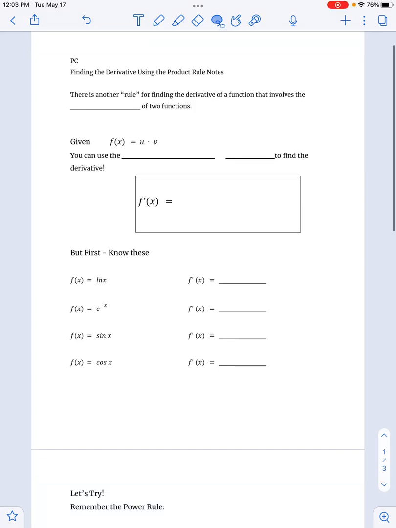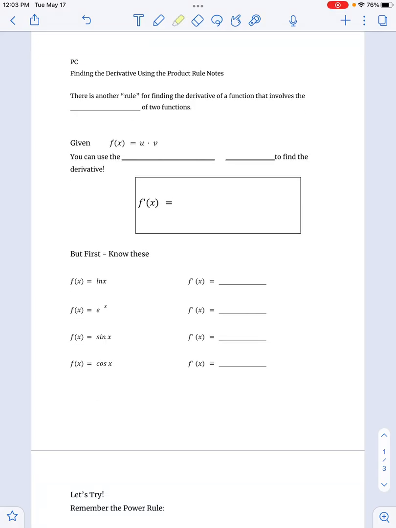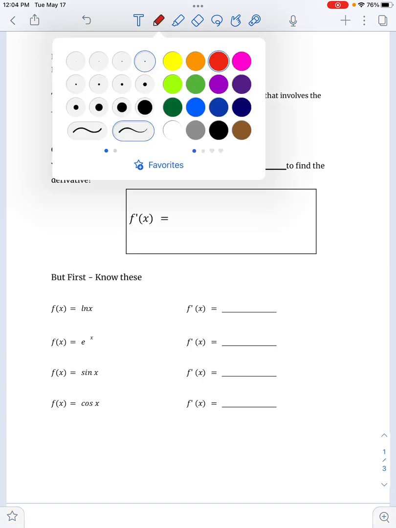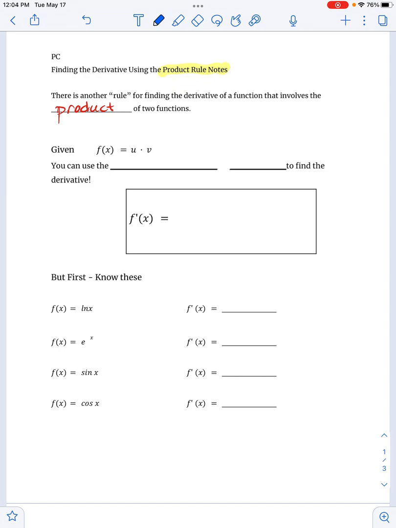Hey guys, I'm going to do a brief video on the product rule so that if you missed it, you can figure it out. The product rule is used when you have a product, which by this point in your math career, you should know means multiplied by each other. So you use what's called the product rule.